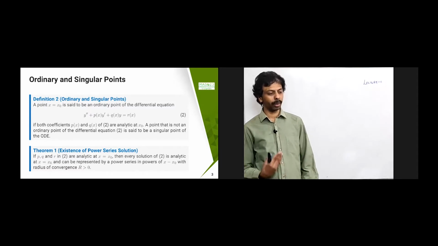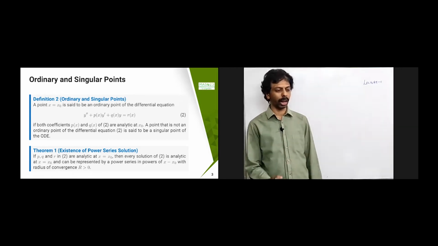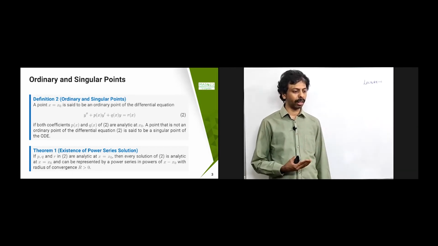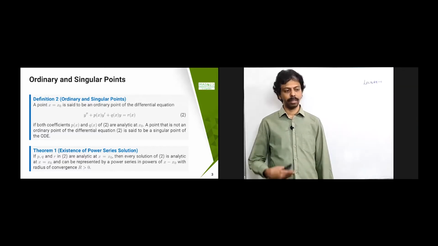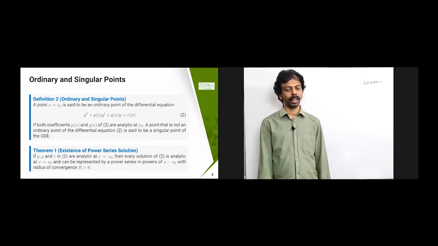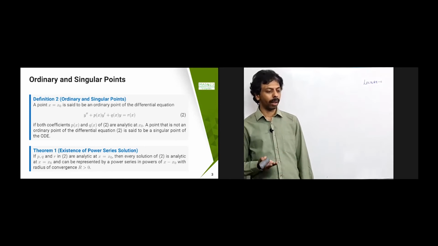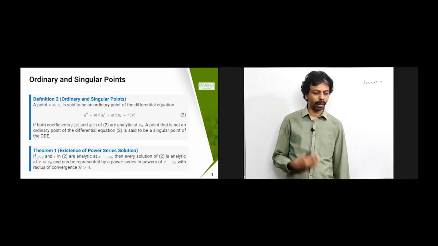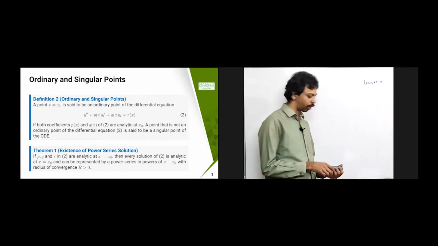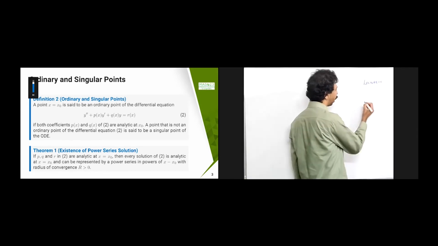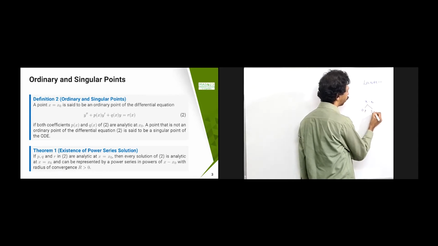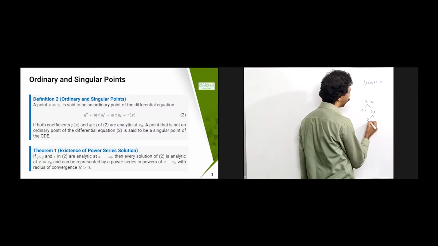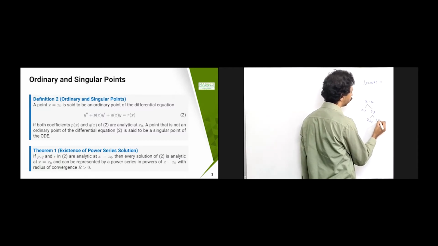So ordinary points: if you have this second order linear ODE y double dash plus p of x into y dash plus q of x into y equal to r of x, where p of x and q of x are analytic at x equal to x naught, then we say that it is an ordinary point. If p of x and q of x are not analytic at x equal to x naught, then we say that it is a singular point. Again, the singular point will be further categorized, as we have seen. So we have two categories: one is the ordinary point, another is the singular point, and this can again be classified as regular singular point and irregular singular point. Okay, this we have seen.